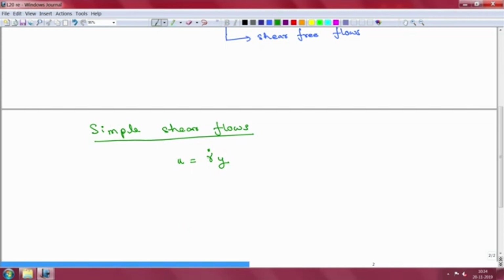We will clarify why we are writing it as gamma dot; it is basically some constant times y. The other two velocity components, v and w, should be 0. So it is a one-dimensional flow, such that the flow in the x direction is a function of y. And in general this gamma dot can be a function of time.